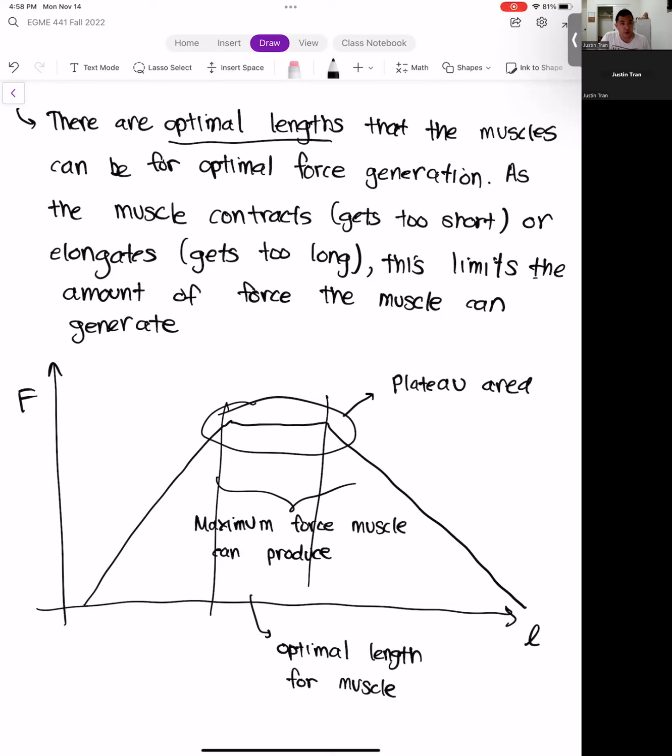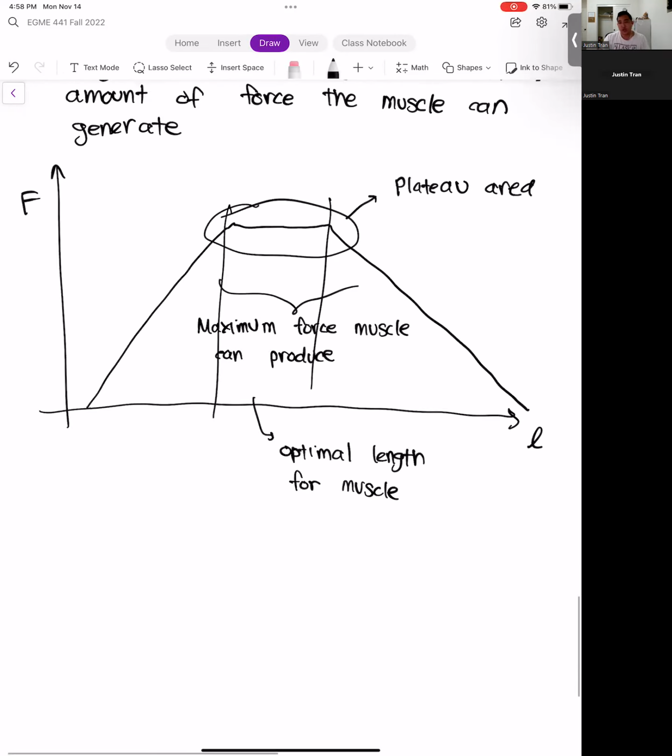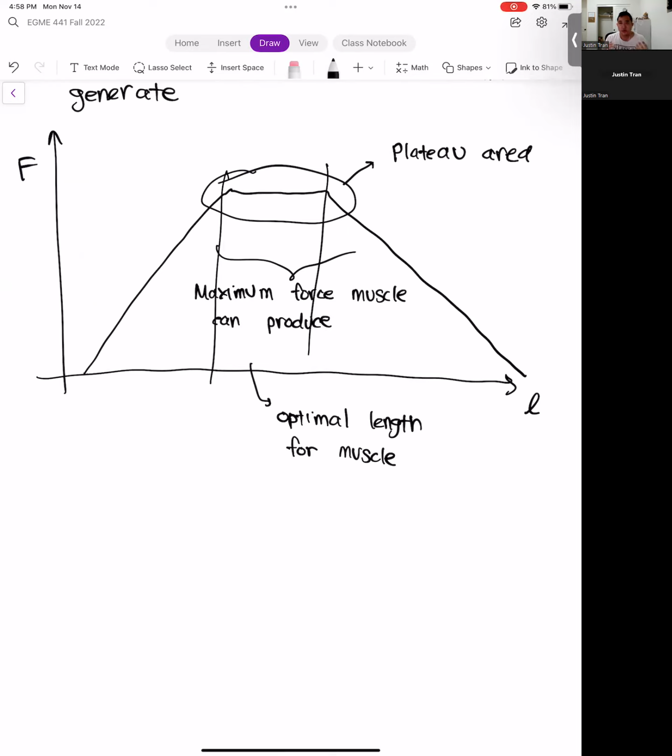If you notice here, I didn't draw any specific units for this curve. It's all just generic. Every muscle has this behavior: there's an ascending region, a plateau, and a descending region. But where this plateau takes place and how wide it is depends on the muscle's geometry itself.